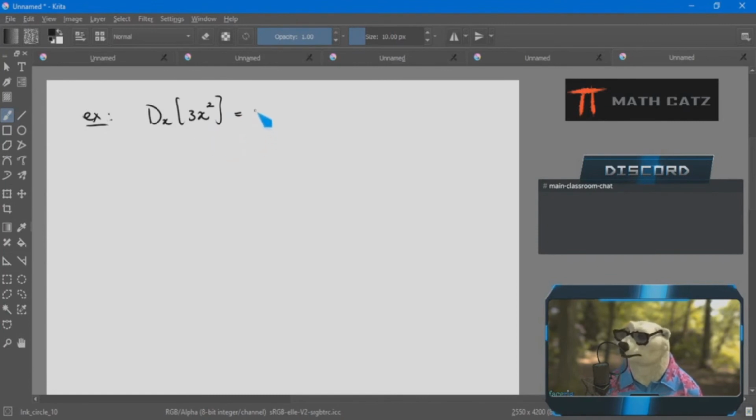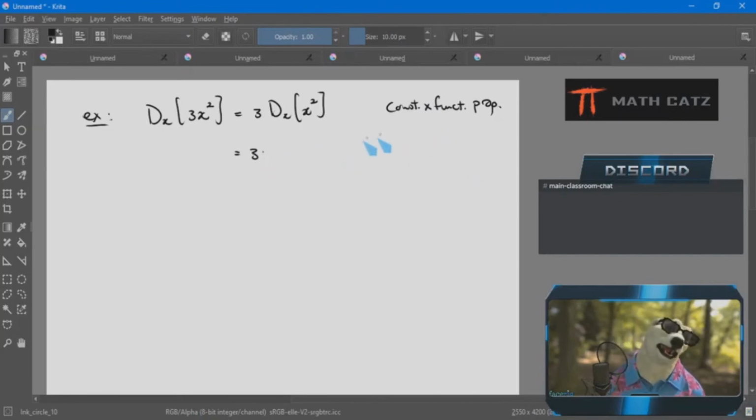The first property I'm going to use is the constant times a function property. And I'll write it short here. Constant times a function property. Then that property allowed me to isolate the power of x. And for that derivative, I can use the power rule.